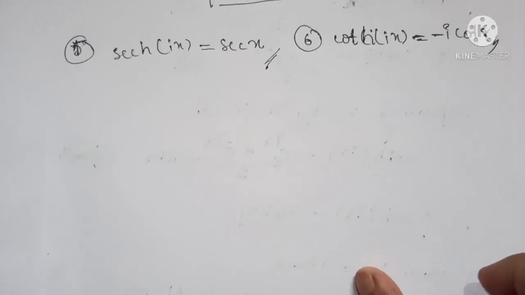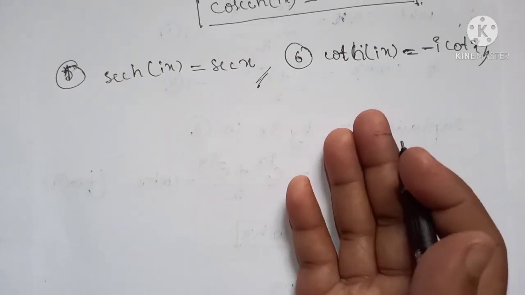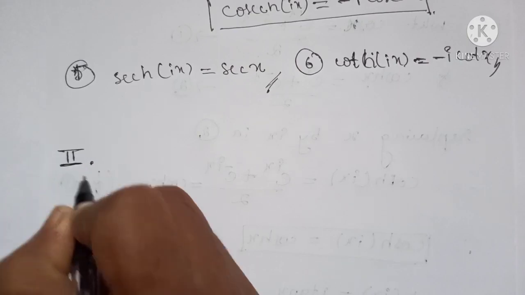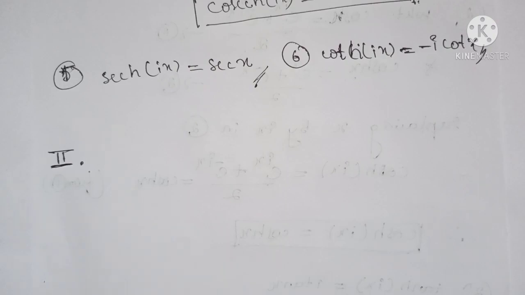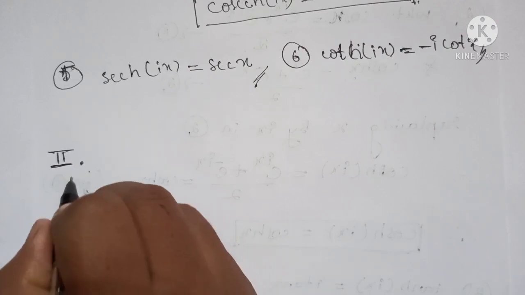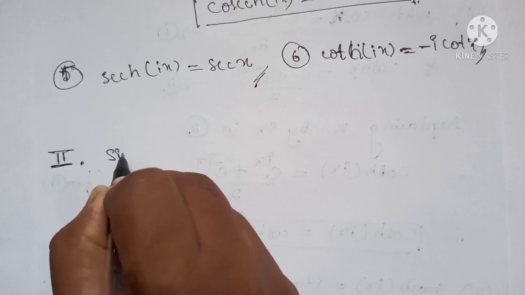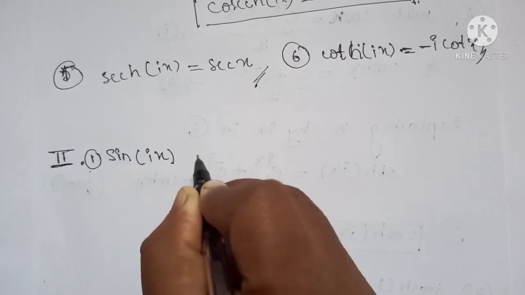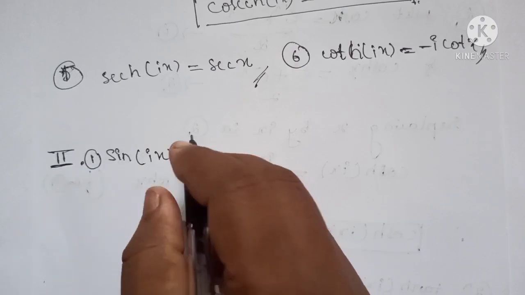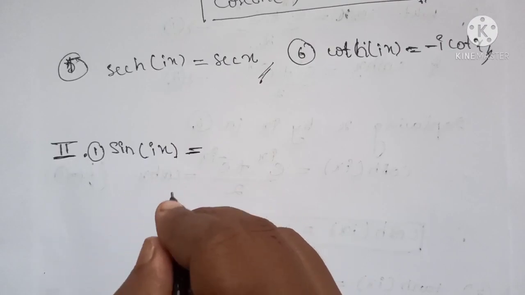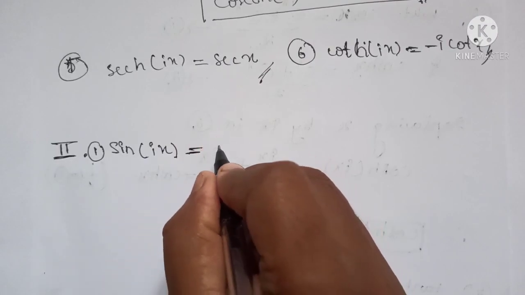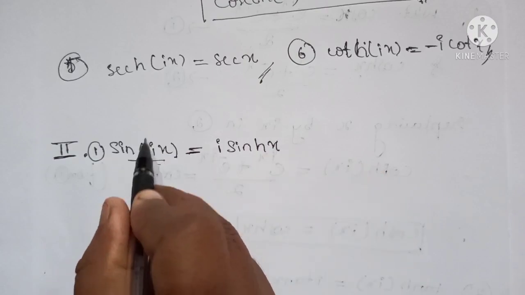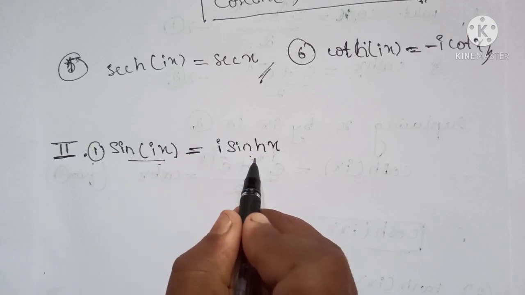Now if we have a circular function, then it can be converted into hyperbolic functions. So that is the second relation: if we have sin of ix, that is the hyperbolic form, then it can be converted as hyperbolic function. So sin of ix is equal to i into sin hx. So if it is in the circular form, then it can be transformed into hyperbolic form like this.